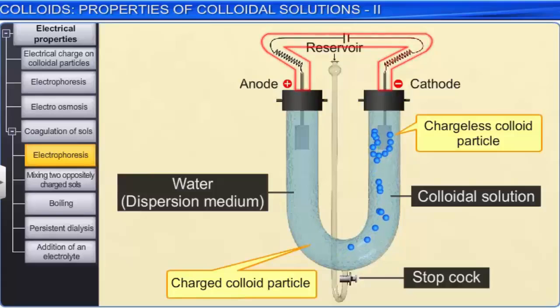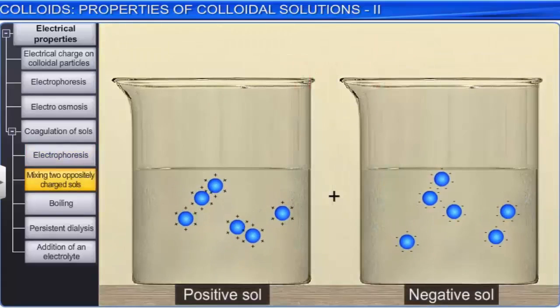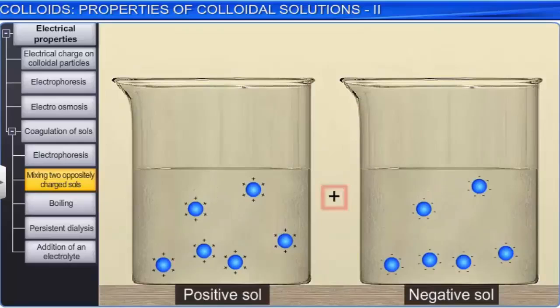Another method used to bring about coagulation is by mixing two oppositely charged sols.